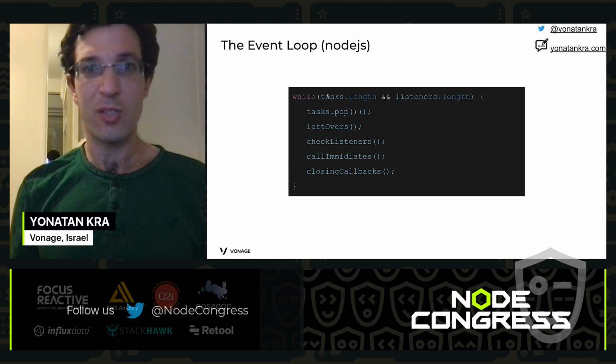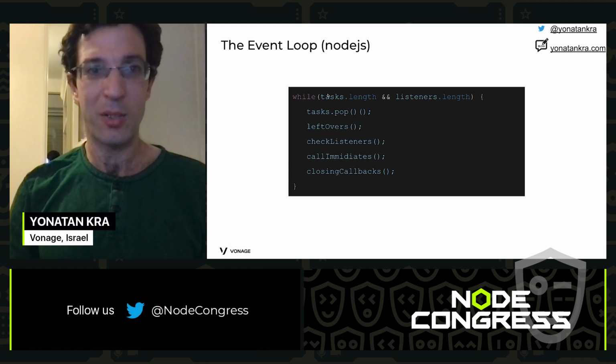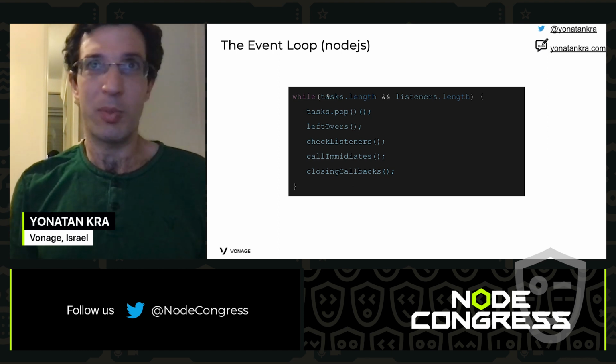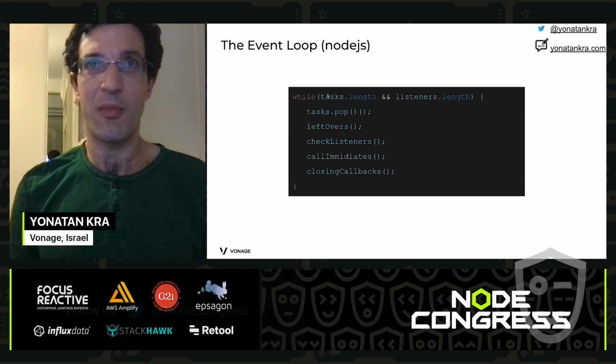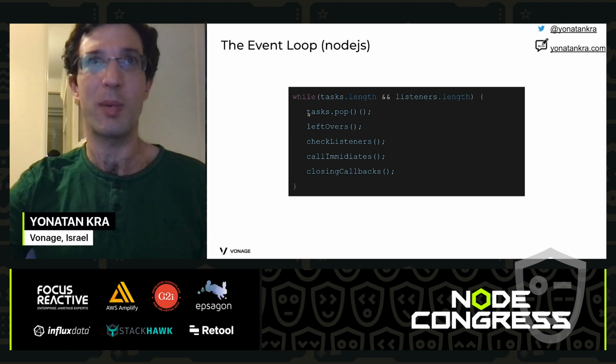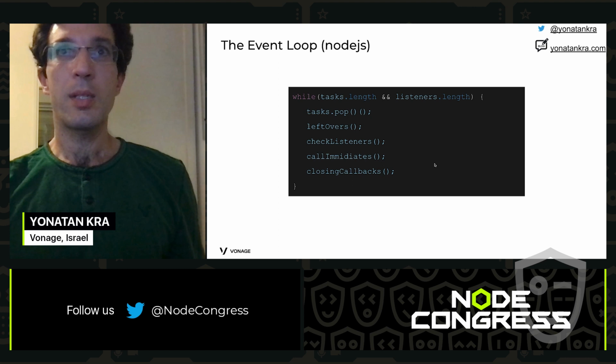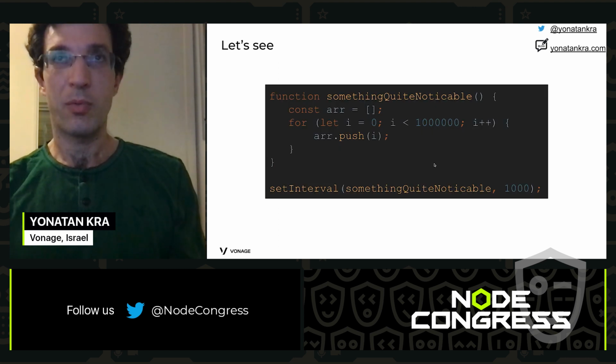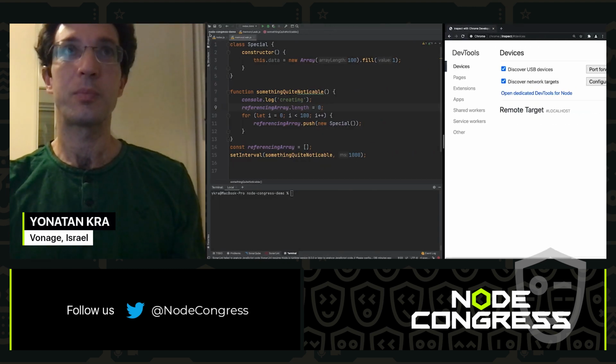So if this function is running, no API calls are being taken care of, no promises are being resolved, and your application is just stuck and everything else is waiting. So this is a good reason to optimize your functions and make sure everything is running smoothly. Let's see an example for that. For this, we'll go to the IDE.